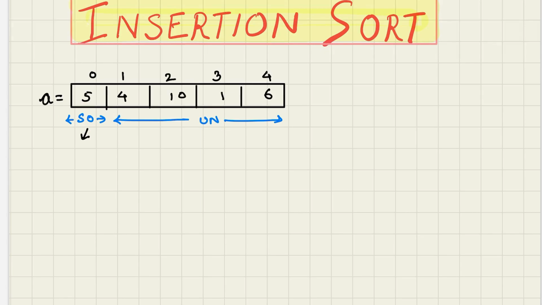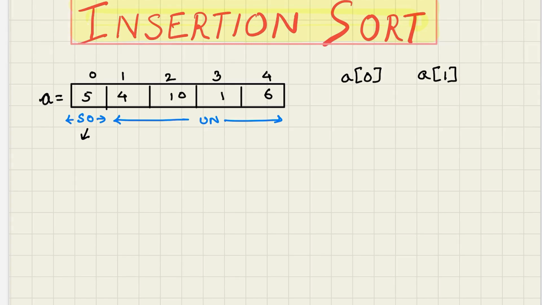Now, why I'm treating the first element as a sorted array: if there is only one element in the array, that means it is already sorted. So our A of 0 is already a sorted array. Now, I will check whether A of 1 is either greater than A of 0 or less than A of 0.